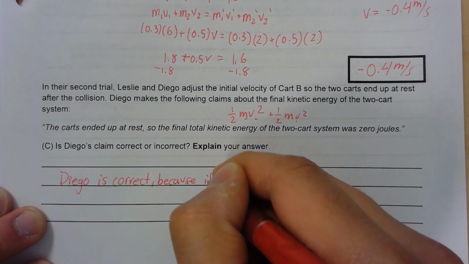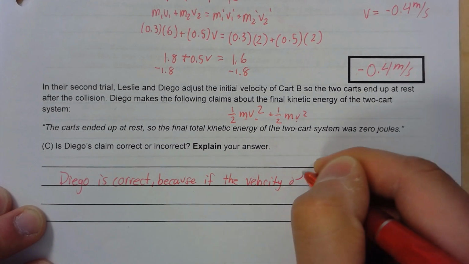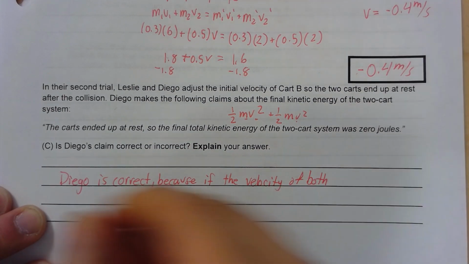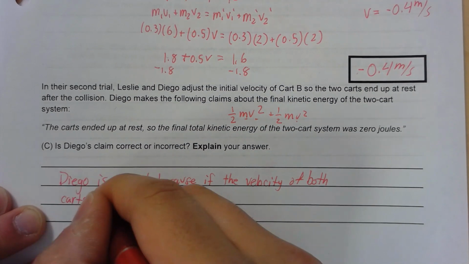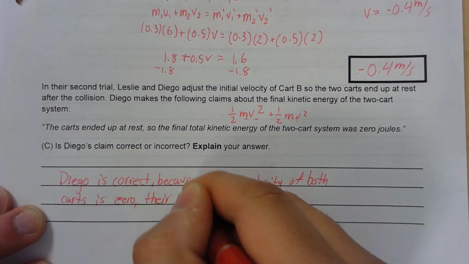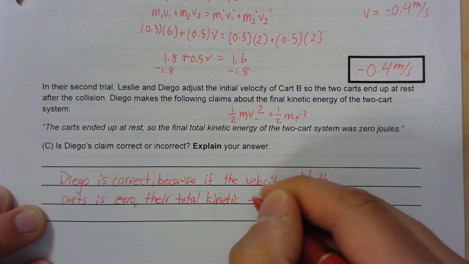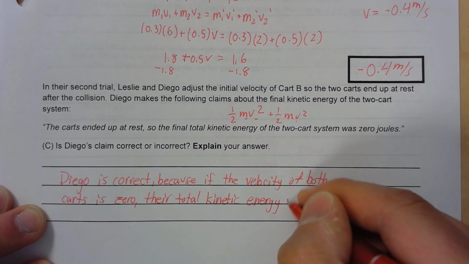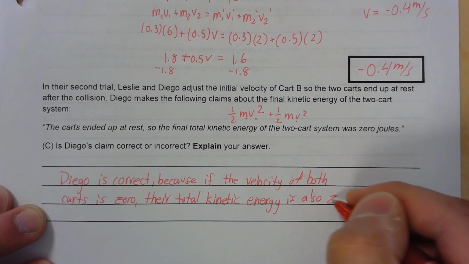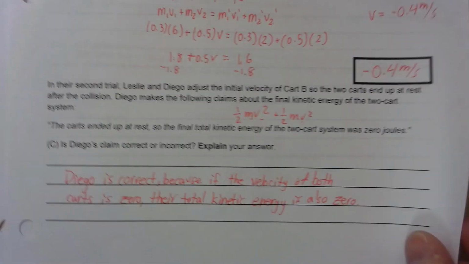because if the velocity of both carts is 0, their total kinetic energy is also 0. Okay. Good. Let's move forward.